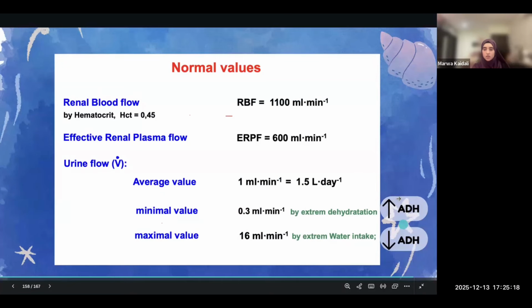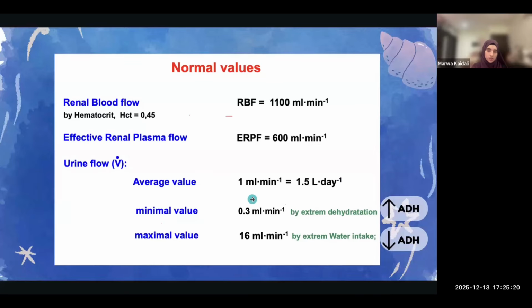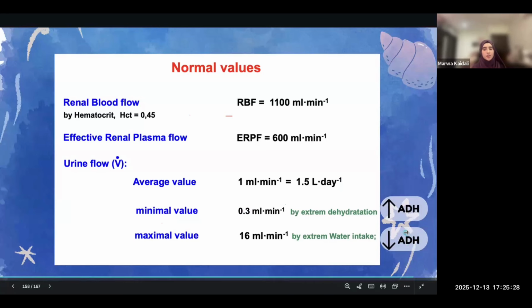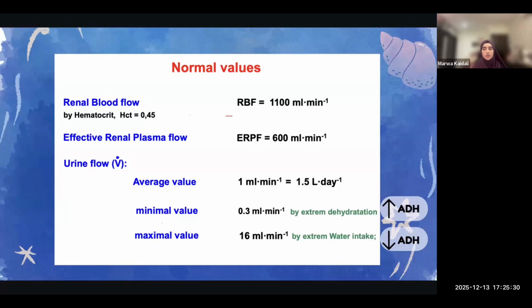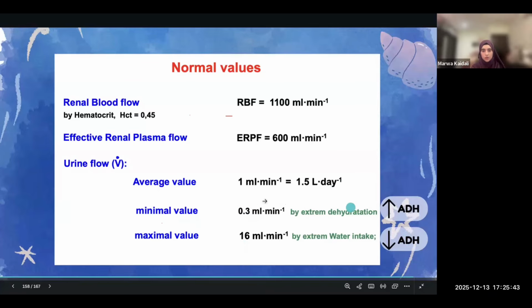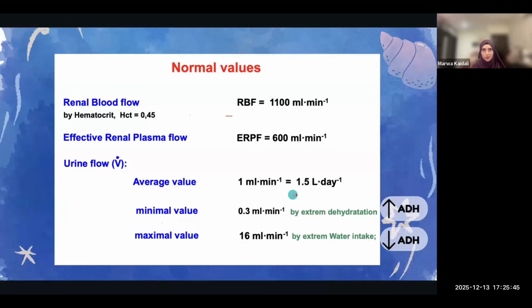So again, if we have high ADH, meaning we have water reabsorption, so we're going to have a very concentrated urine, and the urine volume is going to be very low. Okay. Now, if we have low ADH, which means that we're not going to have any water reabsorption, the water is going to stay within the tubular fluid, so it's going to cause a very high volume of urine to be excreted. Okay? So the lowest you can go is 0.3, highest is 16. And the normal average for a normal person to excrete in one day is 1.5 liters.